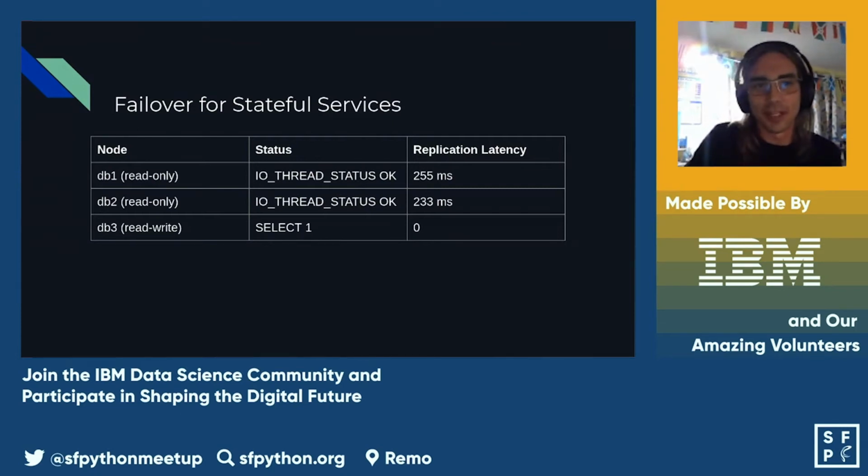MySQL has a concept of an IO thread. So we can use SQL commands using the MySQL protocol to query the status of the replication thread. No such command exists for the primary, since it's not replicating, but we can use a SELECT 1 as a fairly reliable status check.